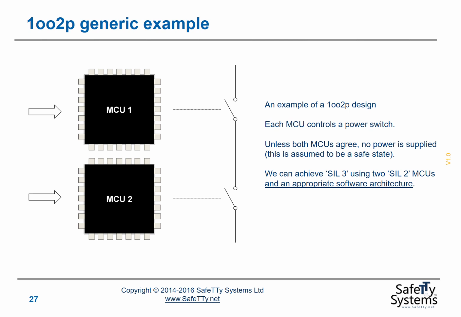Here, each microcontroller controls a power switch. Unless both MCUs agree, no power is supplied. This is assumed to be a safe state. We can achieve SIL3 using two SIL2 MCUs and an appropriate software architecture in this way. So this form of 1 out of 2 design doesn't require a third microcontroller to make a decision. Instead, the decision is effectively made through this form of AND gate. Only if both microcontrollers are happy will power be supplied, or will an enable command be made to a piece of equipment.